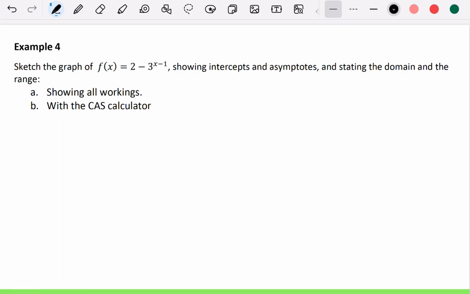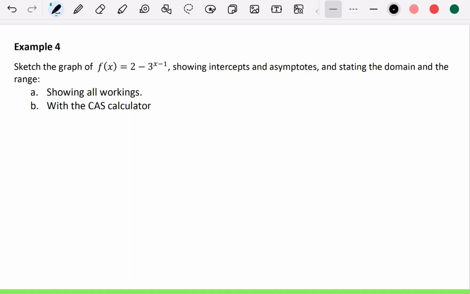Okay, next example. Once again, we've got these two. Sketch the graph showing intercepts and asymptotes, stating the domain and the range, show all workings, and then the second one is with a CAS calculator. So we'll do it by hand, and then we'll just quickly go over how to do this on the CAS. But it's very much the same idea. You might want to pause the video and give this a shot yourself.